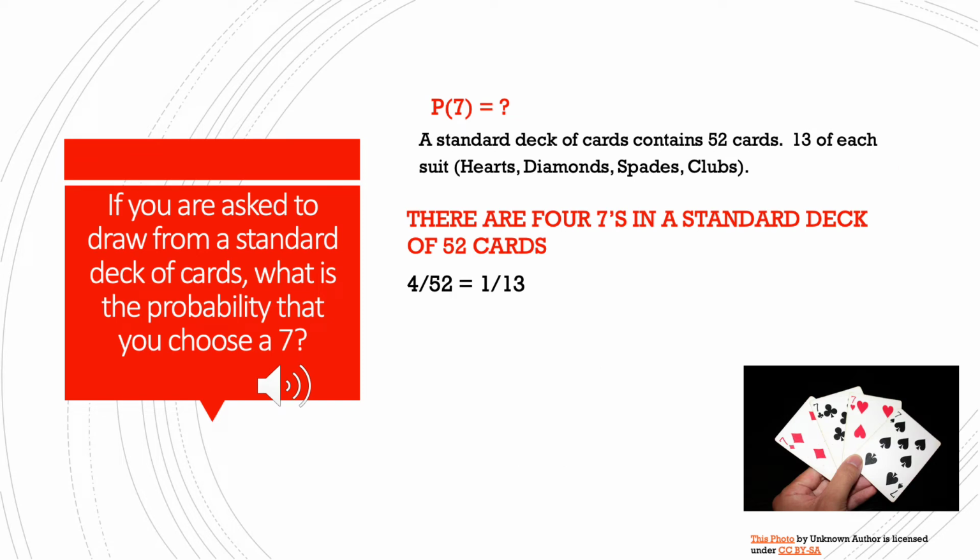If you are asked to draw from a standard deck of cards, what is the probability that you choose a 7? So a standard deck of cards contains 52 cards, 13 of each suit. So 13 hearts, 13 diamonds, 13 spades, 13 clubs. There are 4 sevens in a standard deck of 52 cards, right? Because there's a 7 of hearts, 7 of diamonds, 7 of spades, 7 of clubs. So we actually have 4 cards that meet our criteria out of the 52. So we get 4 over 52, which we can simplify down or reduce down to 1/13.